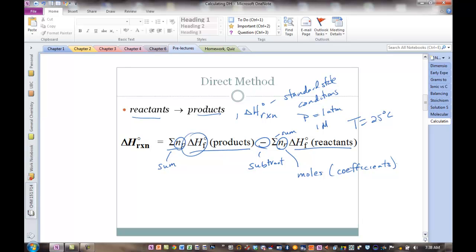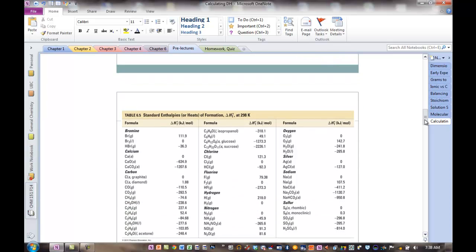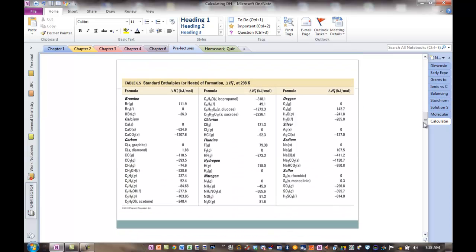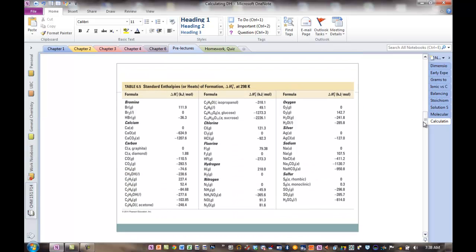Or if we're reacting 5 moles of compound, the delta H is going to be 5 times that. So we have to multiply by the coefficients in the balanced equation. That's all there is to it. Pretty darn simple calculation. So here's a table from your book. It's going to look really small on your screen. You don't have to see these values, but know that these are all tabulated.